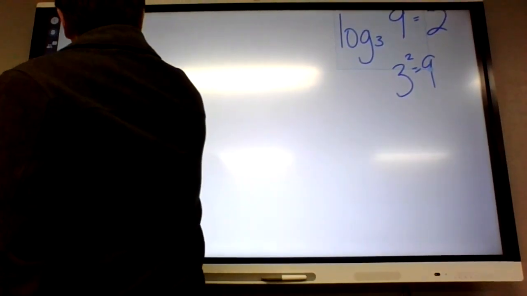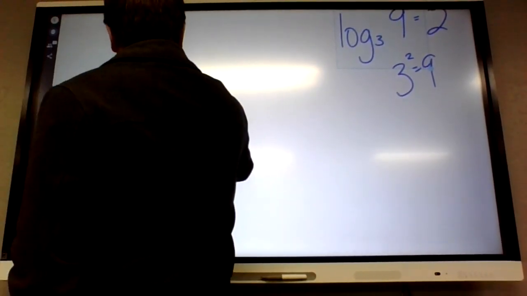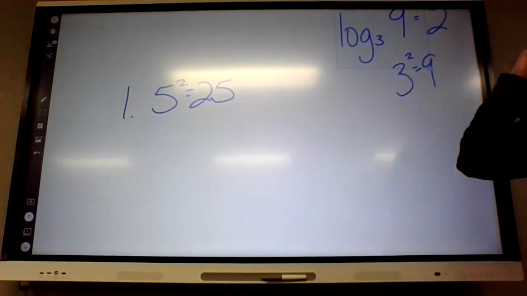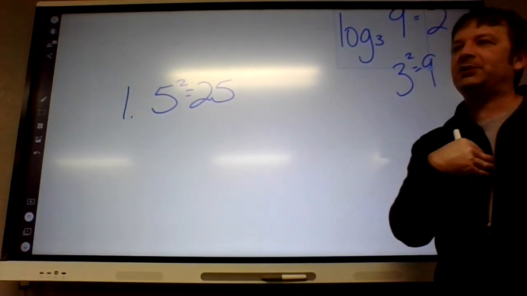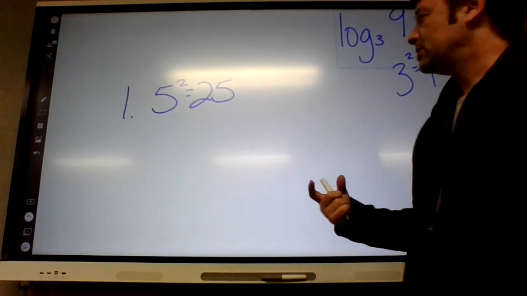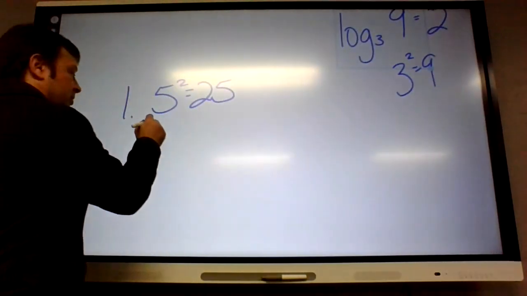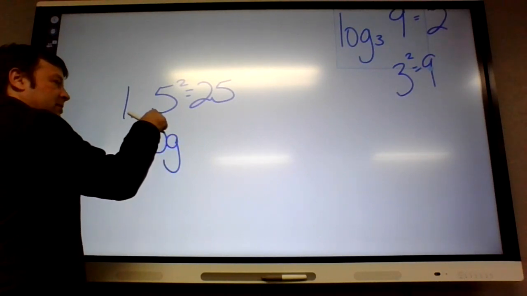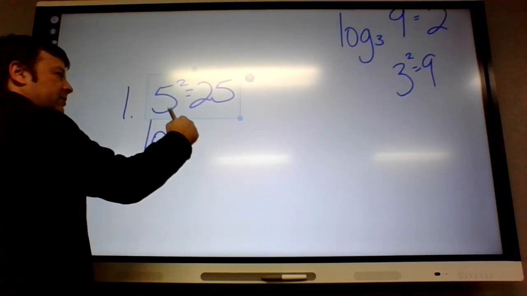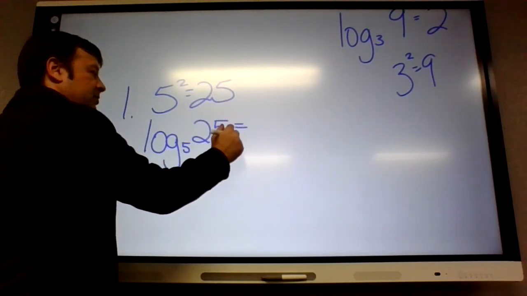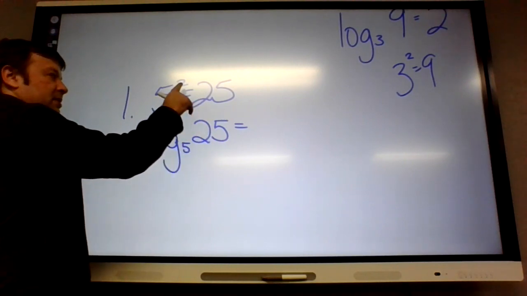Let's look at number 1. Number 1, we are not solving this right now. They've already solved it for us, and we already knew the answer anyway. So it's just 5 squared equals 25. What they want us to do is turn this exponential equation into a logarithmic function. So what's the order? You do log base 5 of, and then you do this number on the other side, 25, and that should equal, if we plug this in the calculator, 2.